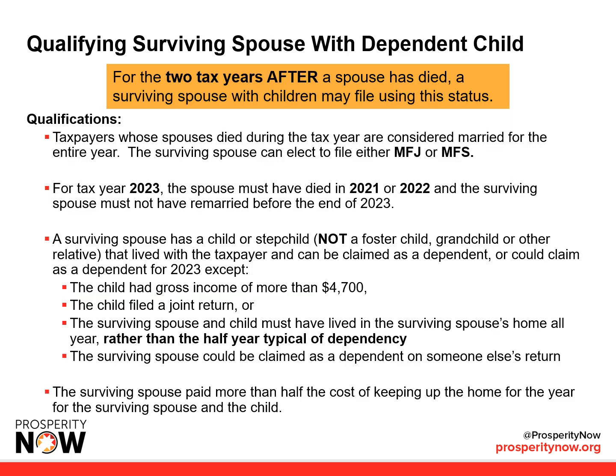Let's take a look at qualifying surviving spouse with a dependent child. For the 2 tax years after a spouse has died, a surviving spouse with children may file using this status. The surviving spouse must have paid more than half the cost of keeping up the home for the year for the surviving spouse and the child. Refer to page B14 in Publication 4012 for a flowchart on determining this and other filing statuses.